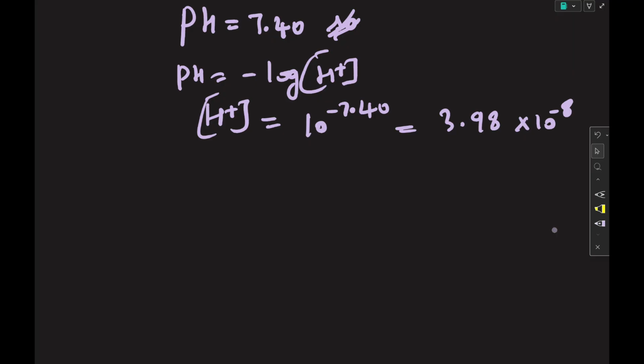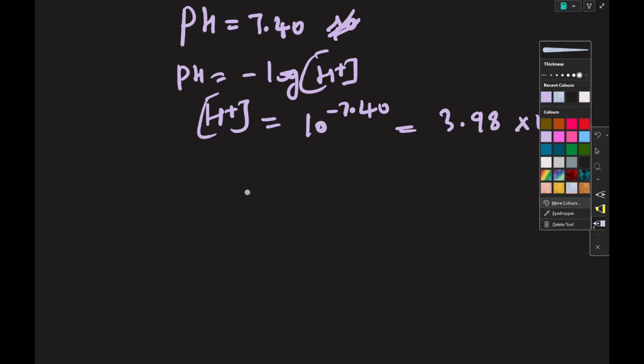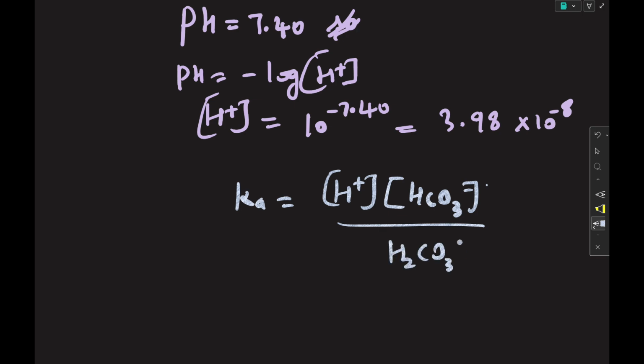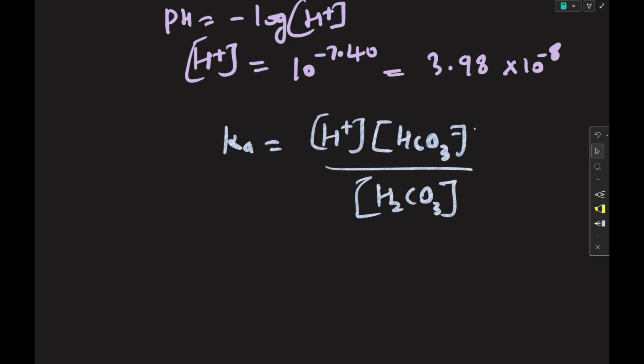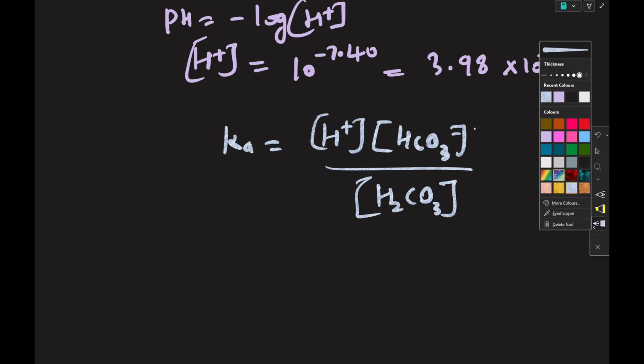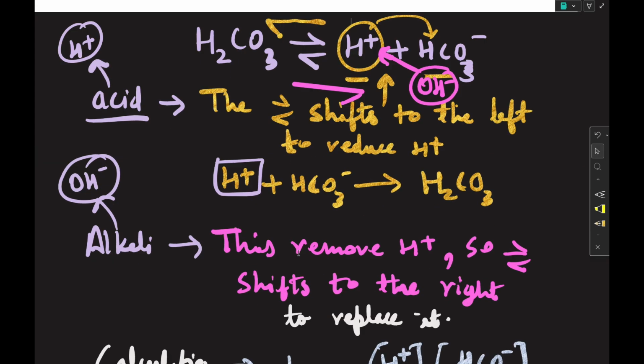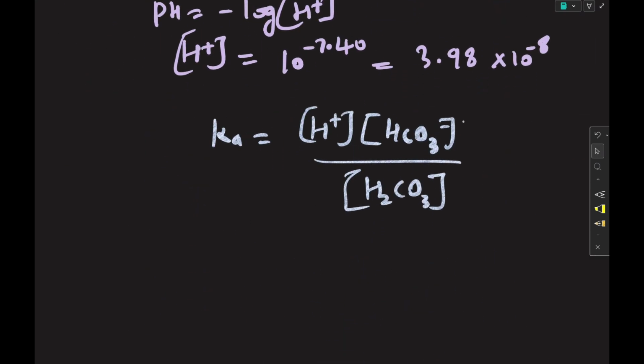Now you're going to rearrange your equation. What was the equation you had? Ka equals the concentration of H plus ions and HCO3 minus ions over the H2CO3 concentration. Now you're going to rearrange this and work out the ratio. You need the ratio of these two, according to the question. I'm just going to go to the question quickly to show you the ratio part. This is the ratio you need, the concentration of this and this, the ratio of these two. So I'm just going to make sure that we get the ratio correct.